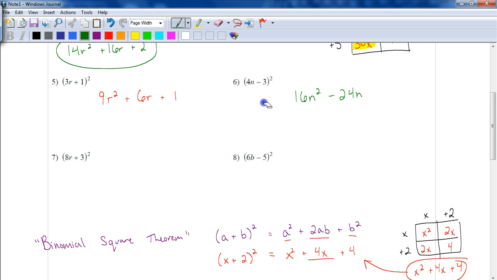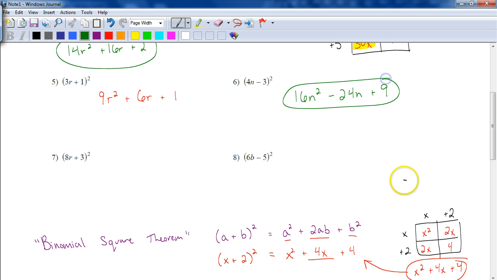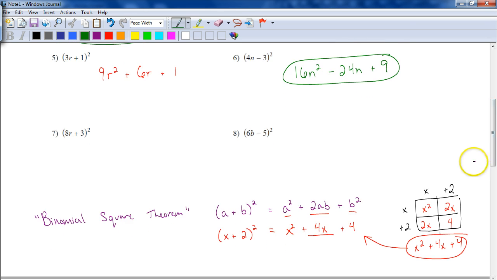Now I just take and square the negative 3. When I square negative 3, that becomes a positive 9, because negative 3 times negative 3 is a positive 9. And that would be my answer. So it's a pretty easy process. Now I want you guys to try these last 2 on your own, for examples 7 and 8. So I want you guys to pause the video and hit play when you're ready to check your answer.